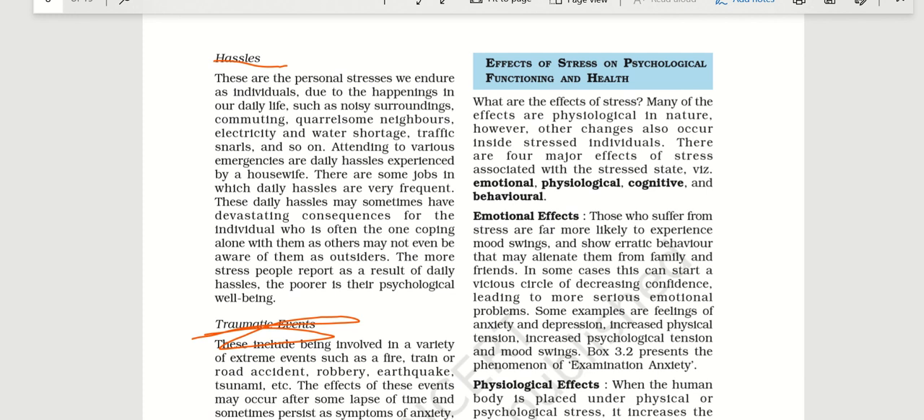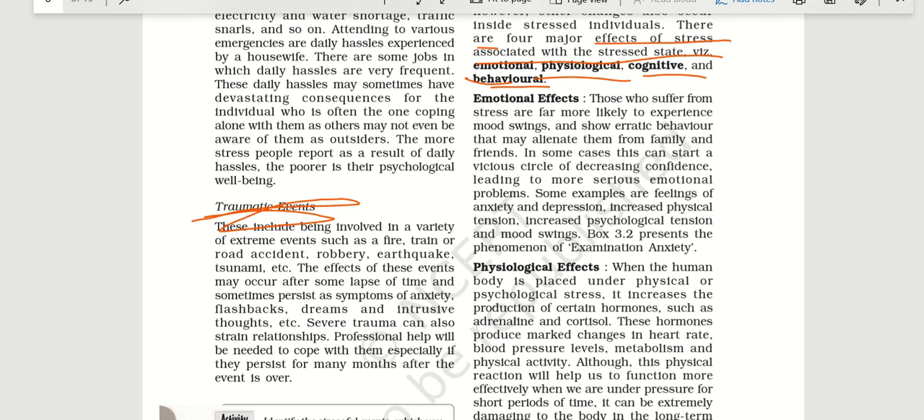Then we have effects of stress on psychological functioning and health. There are four major effects of stress associated with the stressed state: emotional, physiological, cognitive, and behavioral. Now, what is the emotional effect? Those who suffer from stress are far more likely to experience mood swings. Some examples are already given in the box. There are a lot of mood swings, your confidence level decreases, you're not emotionally confident enough, and you don't behave emotionally well. That is your emotional effect.